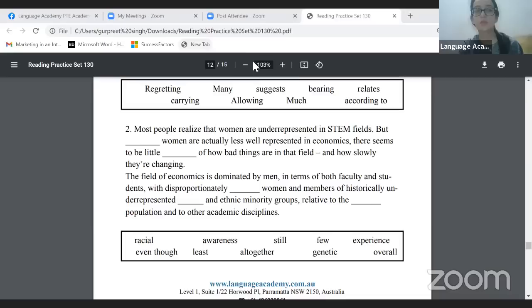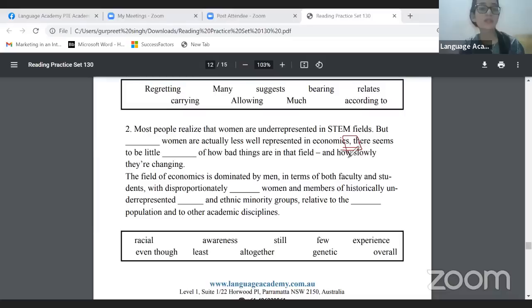Manu, very well done in selecting the first answer. I am surprised to see only you have got the first one correct, and Safi. So this says most people realize that women are underrepresented in STEM fields, the sentence finishes, but dash women are actually less well represented in economics, comma, there seems to be little dash of how bad things are in that field. Why is there a comma?